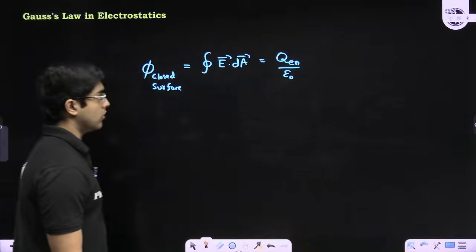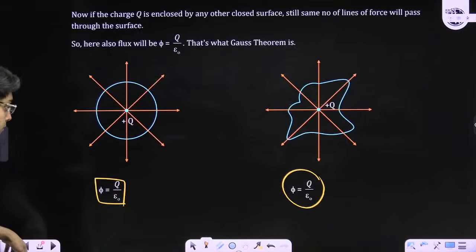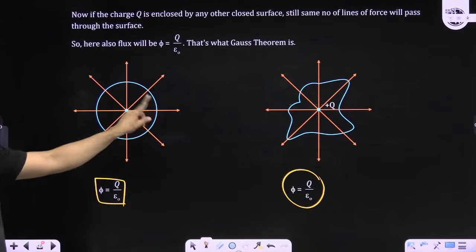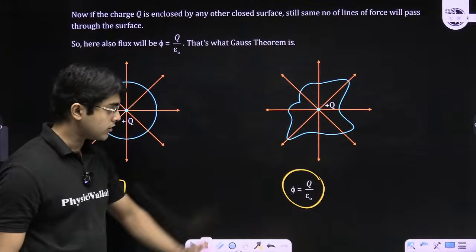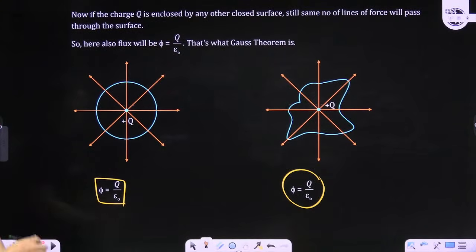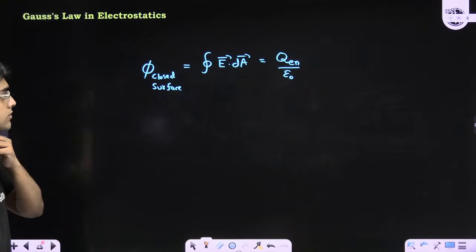That is your Gauss law basically. If you have any closed surface, flux through the surface is q by epsilon naught. Here also q by epsilon naught, there also q by epsilon naught. And that is Gauss law. Now we will of course use it in some situations.